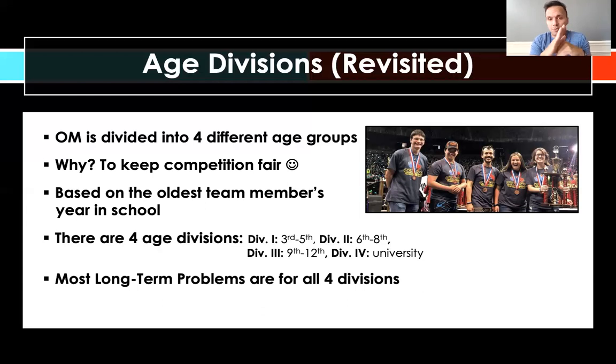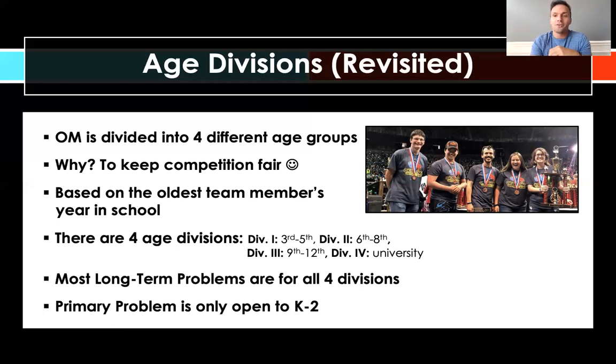Most long-term problems, so problems 1 through 5, are for all 4 divisions, right? So divisions 1, 2, 3, and 4 can compete. There have been some years where maybe division 1 couldn't do a particular problem, perhaps because it was too advanced for that age group. But in more recent years, all 5 long-term problems that aren't primary have been open to all 4 age divisions. So it'll say on the cover of the problem which divisions it's for, but just know, as I said, the recent trend is that all 5 problems are available to all 4 divisions, so it shouldn't be an issue. And again, the primary problem is only open to kindergarten through 2nd grade.